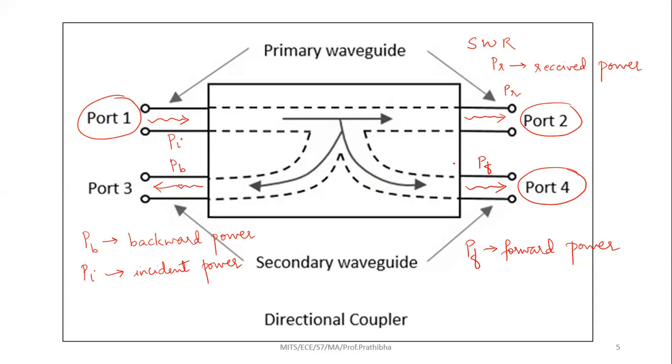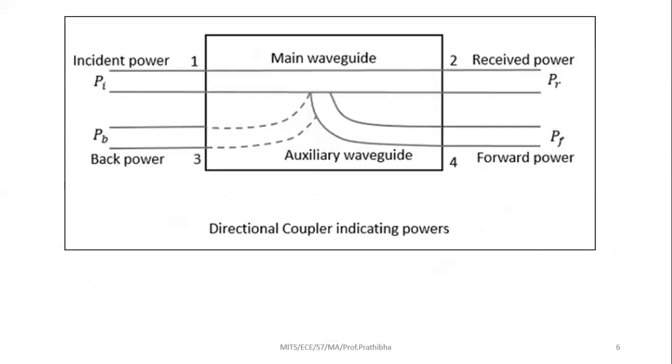So let us see some very important terms with respect to the directional coupler. We have already defined PI, PR, PF, and PB. PI is incident power, PB is backward power, PR is received power, and PF is forward power. So what are the things that you should remember about the directional coupler? The first term that I would like all of you to remember is the coupling factor.